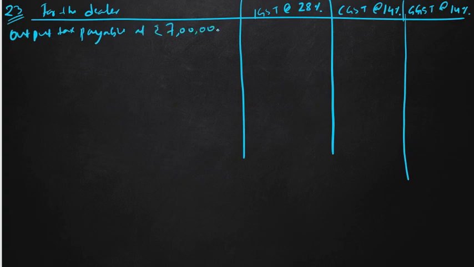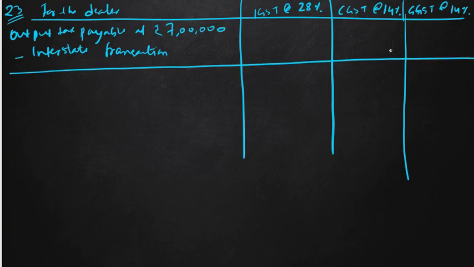and CGST will be half of 28%, so 14%, and SGST will also be 14%. Output tax payable first will be on rupees 7 lakh, and this transaction is already mentioned as interstate transaction. Interstate transaction means in different states. If it is in a different state, only IGST will be applicable, no CGST, no SGST. So we have to calculate the 28%.